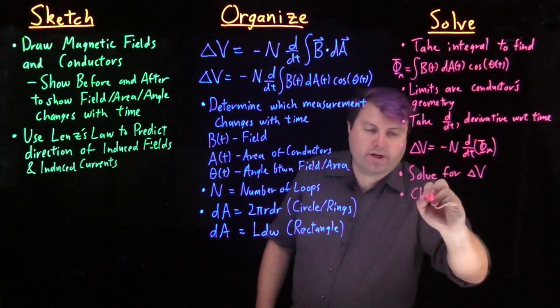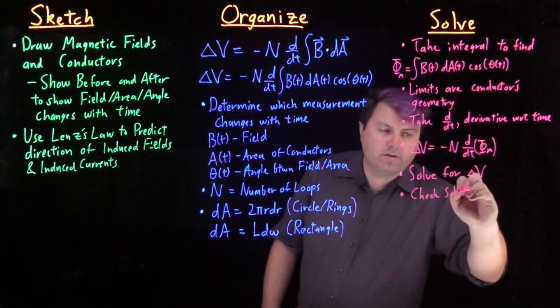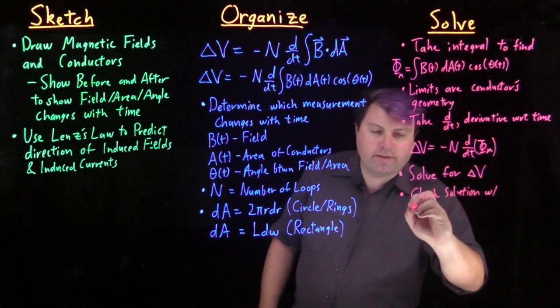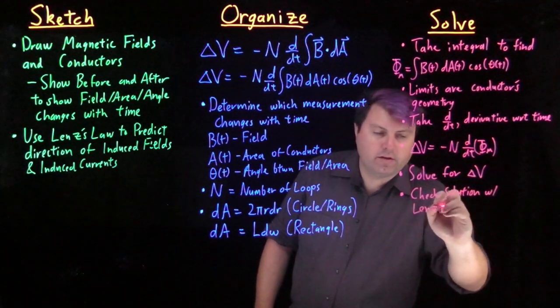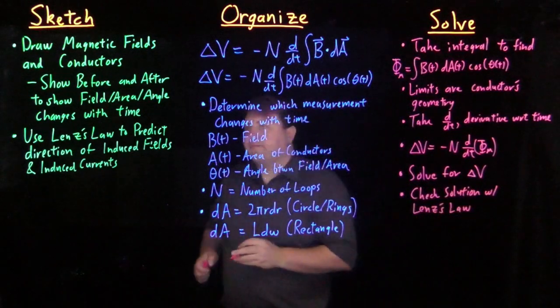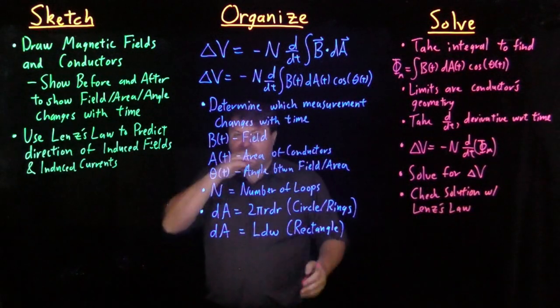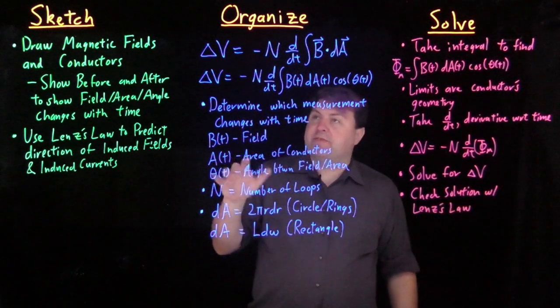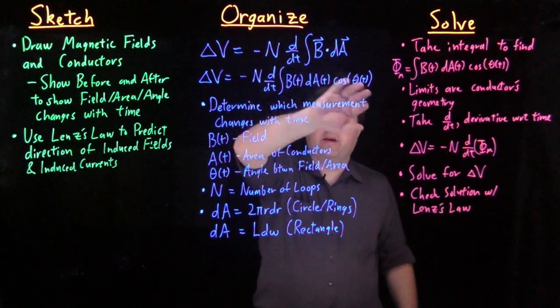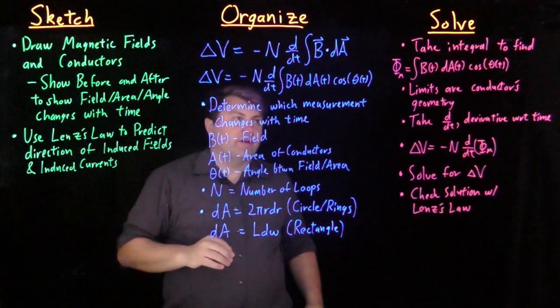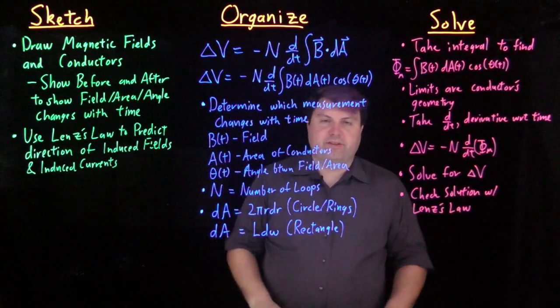And then we want to check our solution with Lenz's law. Just make sure that the signs are matching. If the signs don't match, we might have gotten a wrong minus sign here. So we can always use Lenz's law to check ourselves with that.